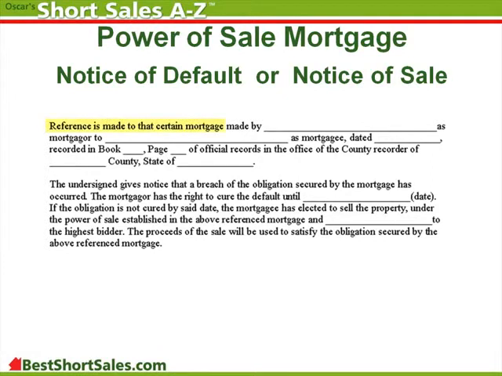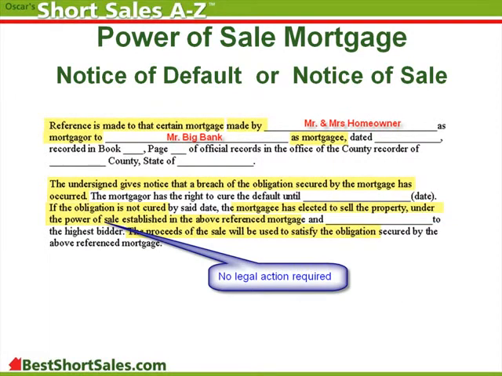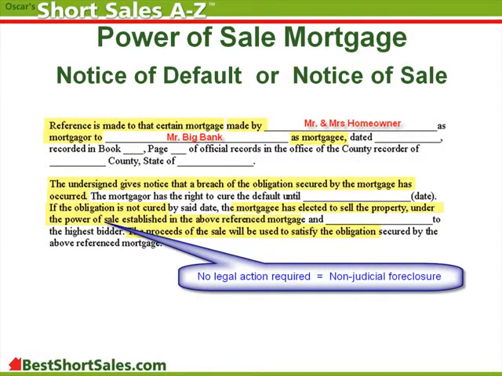The document reads, "Reference is made to that certain mortgage made by Mr. and Mrs. Homeowner, the name of the debtor, as mortgagor, to Mr. Big Bank, the name of the creditor, as mortgagee. The undersigned gives notice that a breach in the obligation secured by the mortgage has occurred. If the obligation is not cured, the mortgagee has elected to sell the property under the power of sale. The proceeds of the sale will be used to satisfy the obligation." Power of sale means no legal action required. This will be a non-judicial foreclosure.